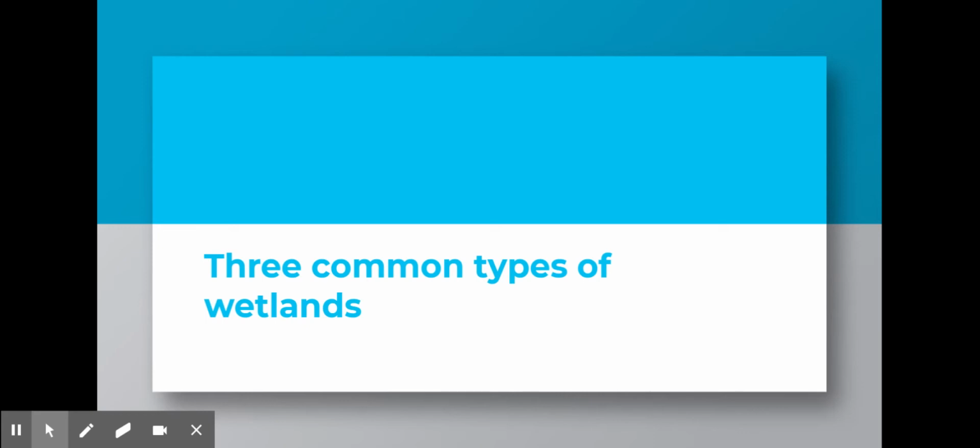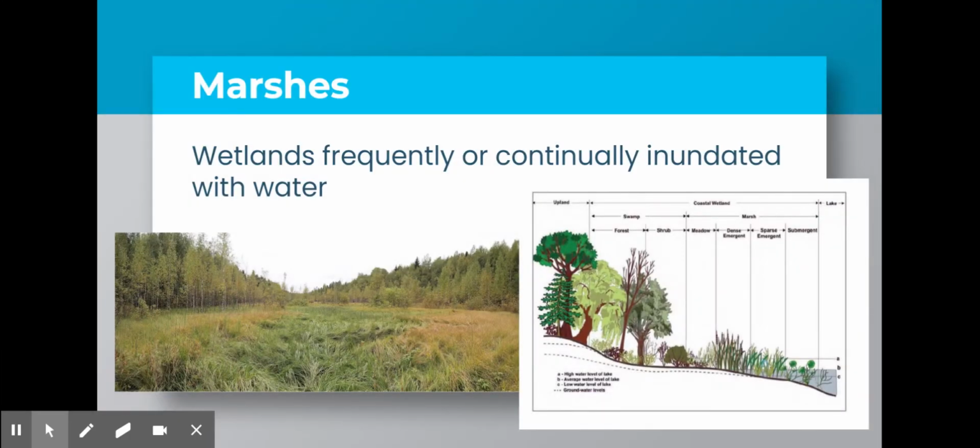There are three common types of wetlands. The first are marshes, and marshes are wetlands that are permanently flooded or flooded during high water periods at the edges of rivers, streams, lakes, or ponds. Marshes may be dominated by submersed, floating leaved, or emergent vegetation. So these are cattails and pond leaves, water lilies, rushes, grasses.